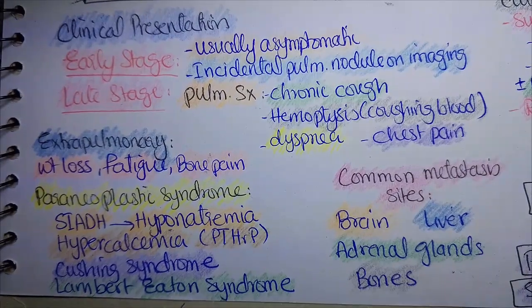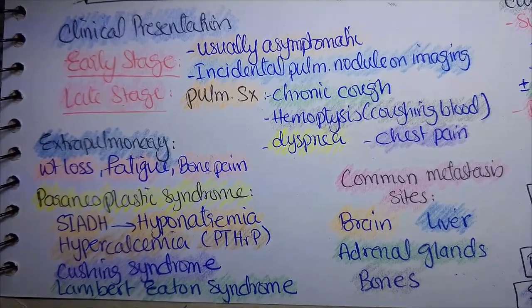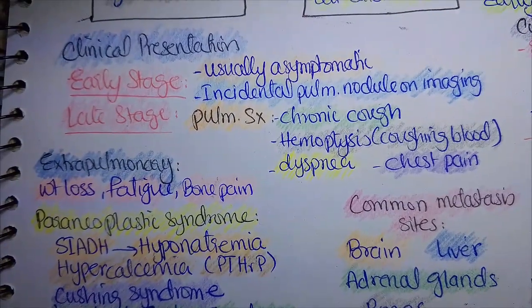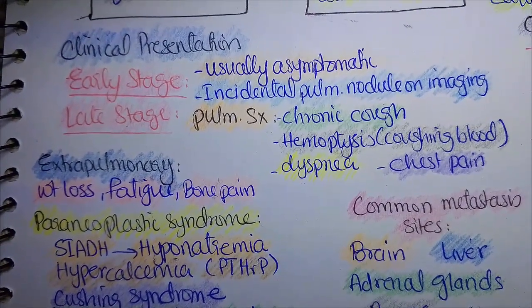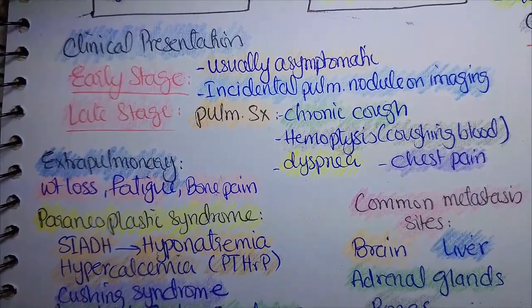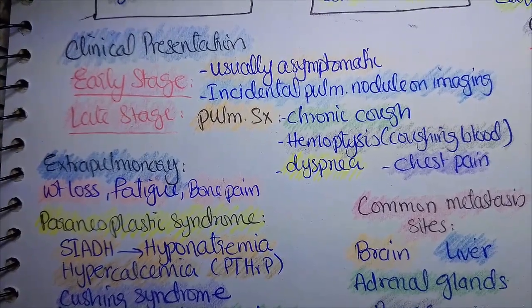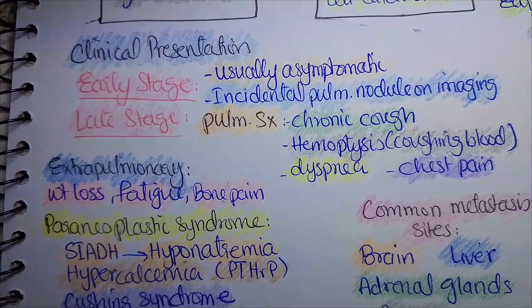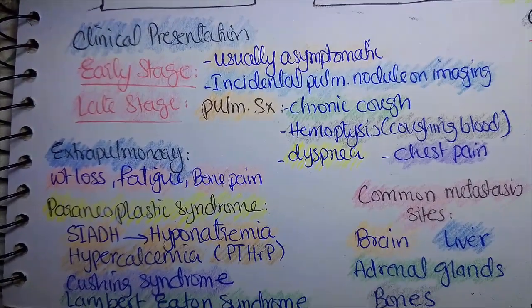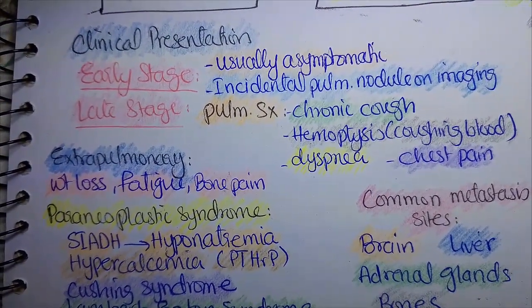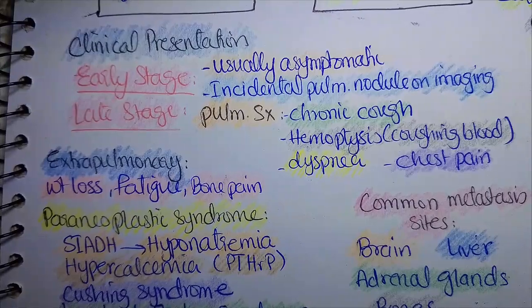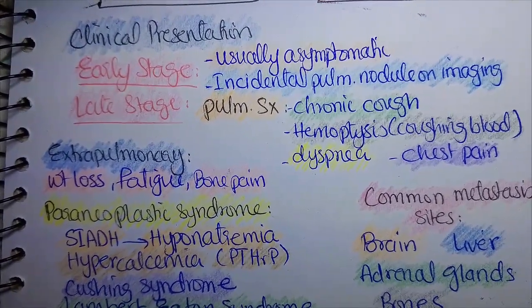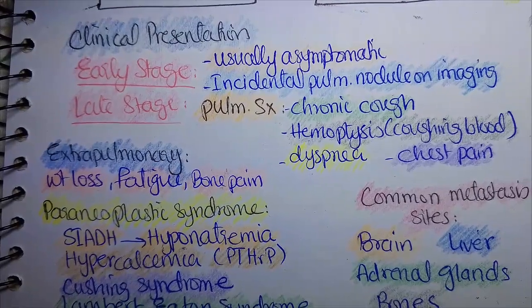So here is the challenge. Early lung cancer stage is usually asymptomatic. It's often discovered incidentally when a pulmonary nodule shows up on imaging when it's done for another reason. Later stage disease presents with pulmonary symptoms like hemoptysis, cough, dyspnea, and chest pain.